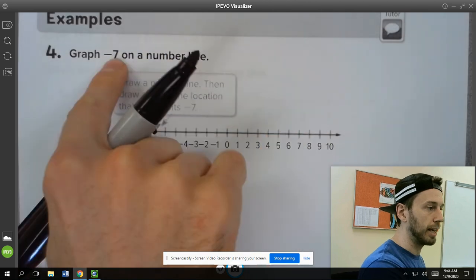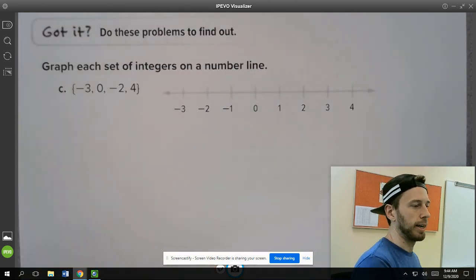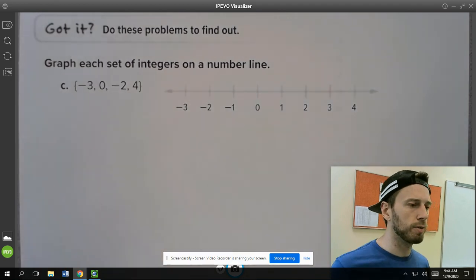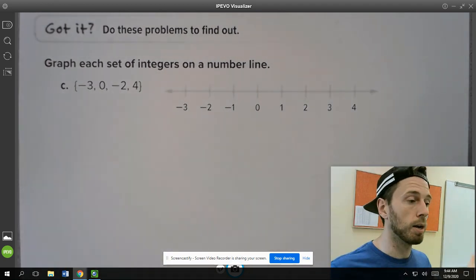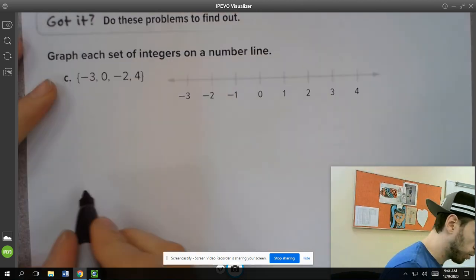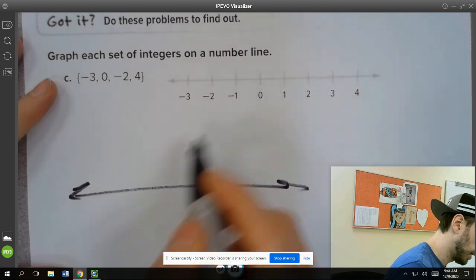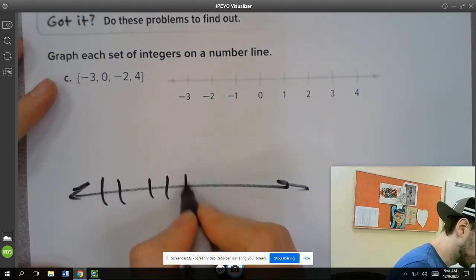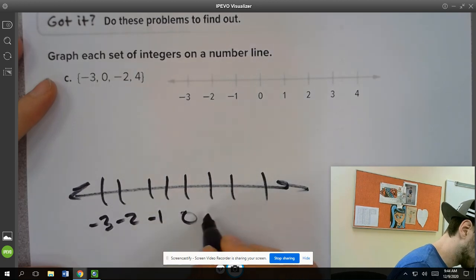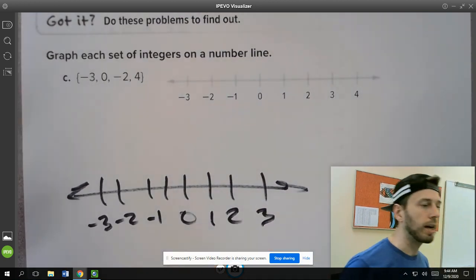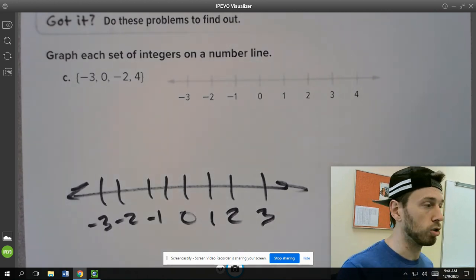Okay, so I'm going to give you a number, and you're going to put it on the number line. So let's take a look at this one right here. You guys don't have to write this down, but if you could, please, it's great. Go ahead and write the number line down yourself. I'll show you how quick and easy it is. There's 1, 2, 3, 4, 5, 6, 7, 8 lines on here. There you go. -3, -2, -1, 0, 1, 2, 3. Look how quick and easy that was. Nice, fast number line.